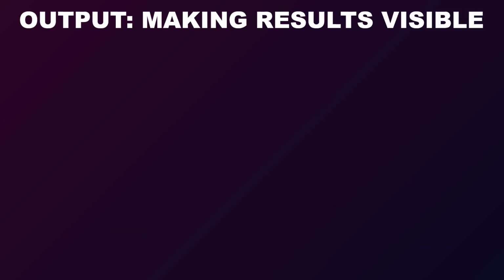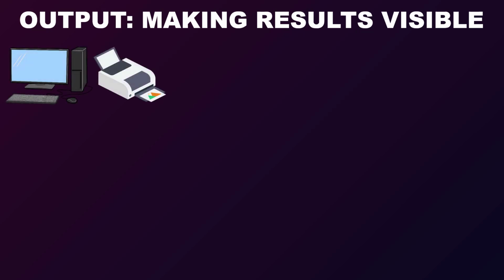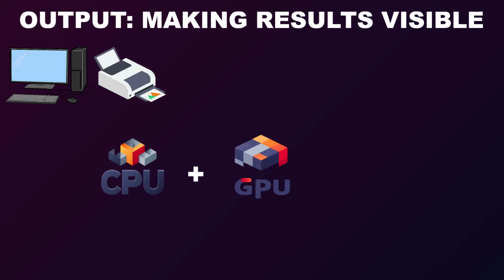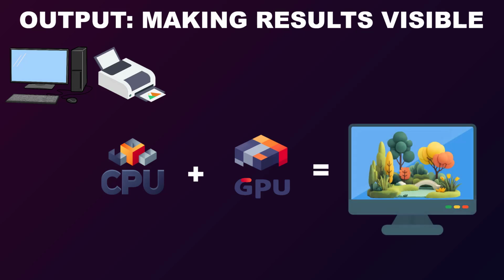Output: making results visible. After processing, the computer sends the result to output devices like your monitor, speakers or printers. When you watch a video, the CPU decodes the video file. The GPU, which is the graphics processing unit, handles visuals, and the output goes to your screen pixel by pixel. A full HD screen has over 2 million pixels and your GPU updates them up to 60 times every second. That's 120 million updates per second just to show you a smooth video.